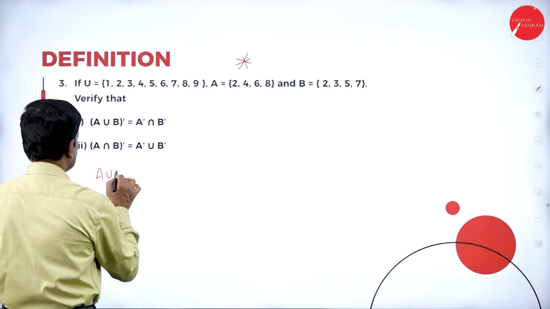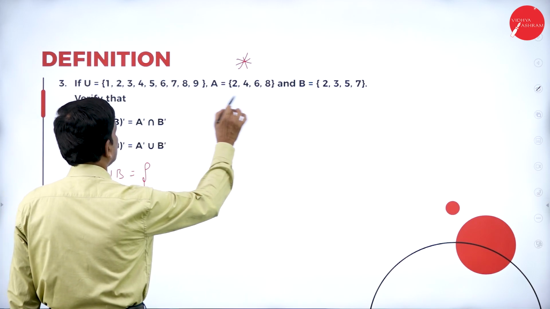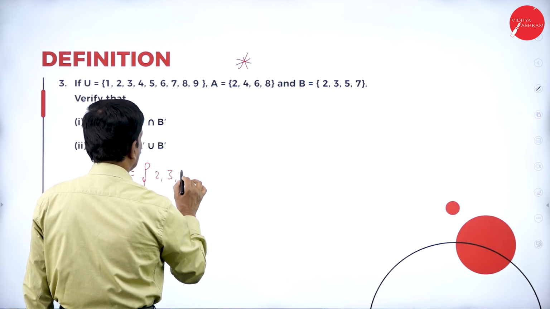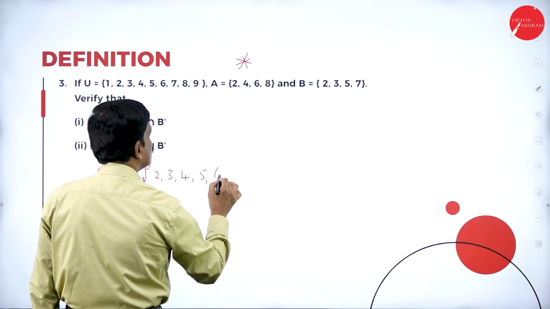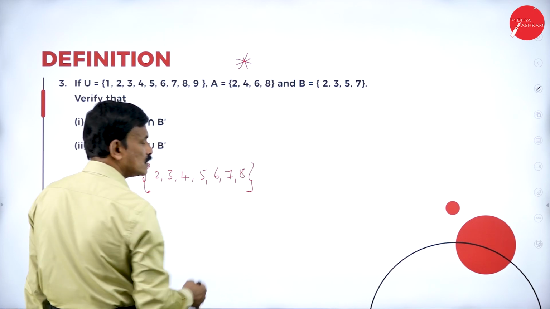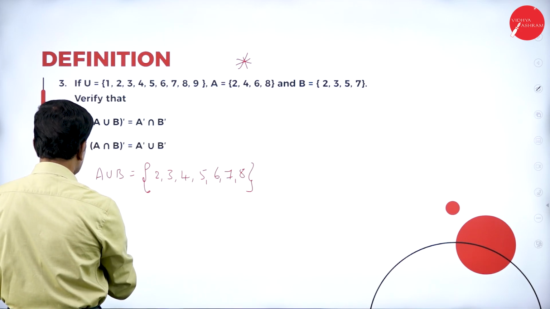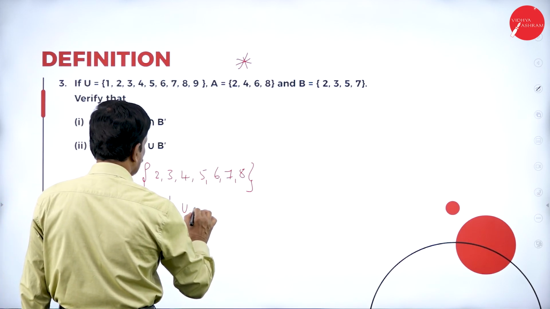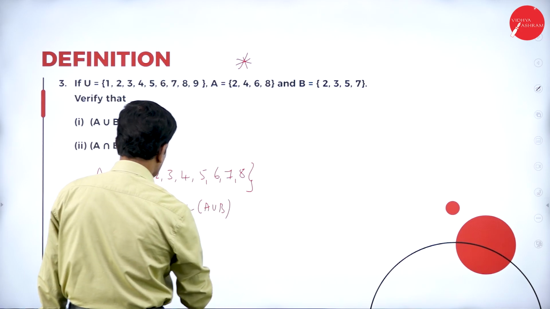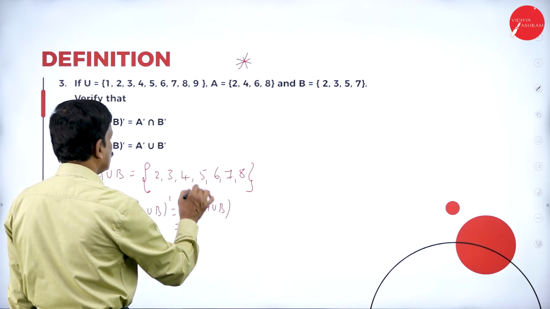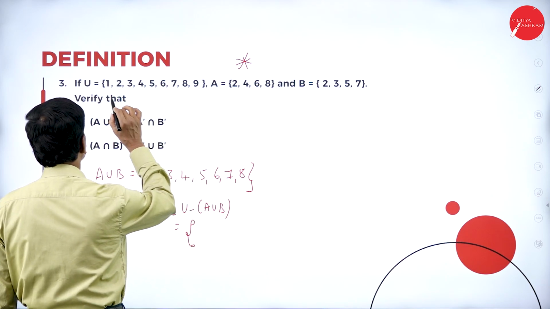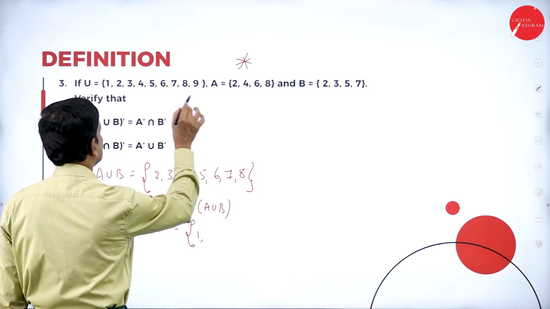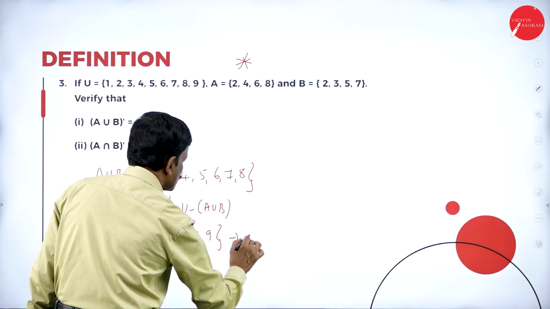A union B. What is union of A and B? So, A contains 2, and in B we have 3, 5, 7. This is A union B. Now, write down the LHS of equation number 1. LHS is (A union B) whole dash, equal to U minus A union B. So, what is this equal to? This is equal to all the elements other than this A union B in U. So, in U we have 1, and 2, 3, 4, 5, 6, 7, 8 are there, except 9. This is equation number 1.